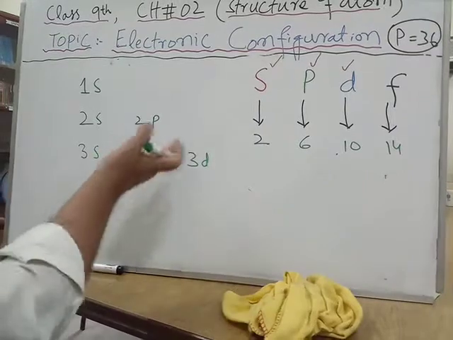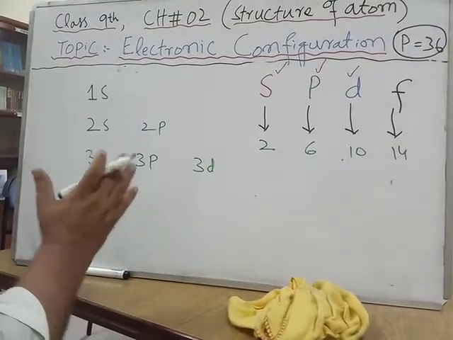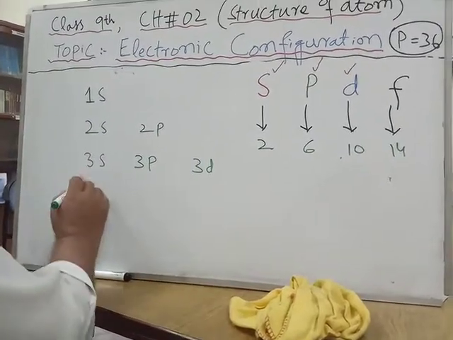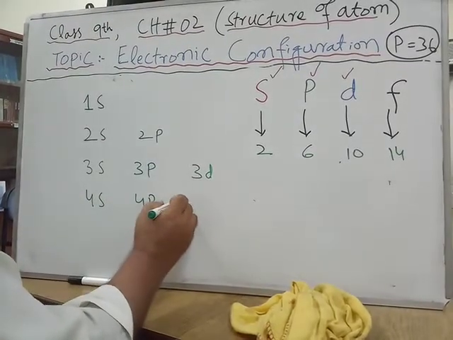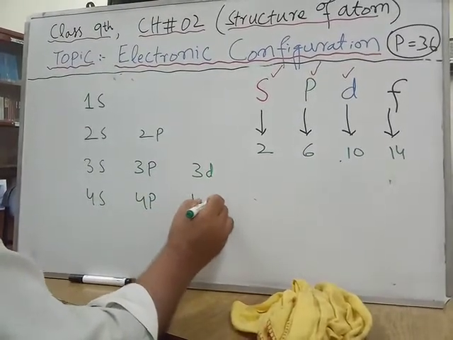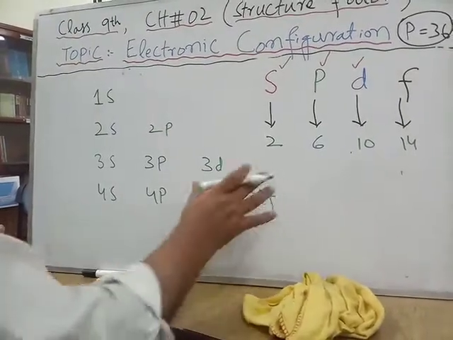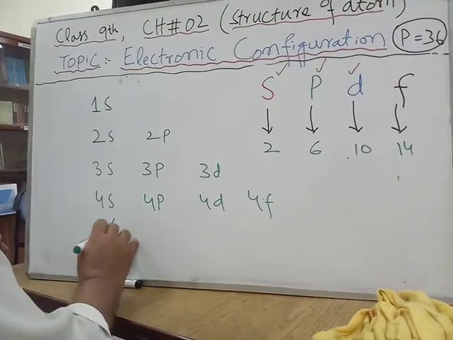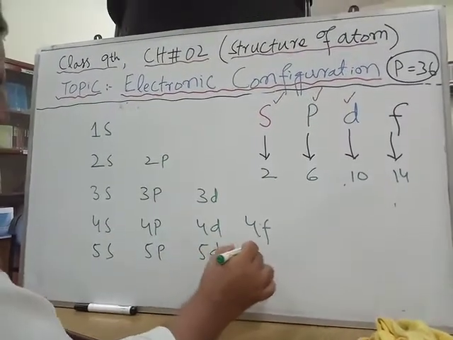I have written these subshells on the basis of the number of electrons accommodated by a particular shell. Similarly, 4s, 4p, 4d, 4f. Proceed likewise: 5s, 5p, 5d, 5f.